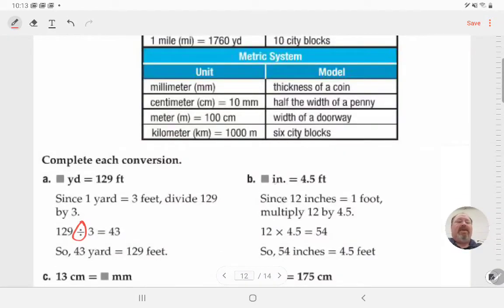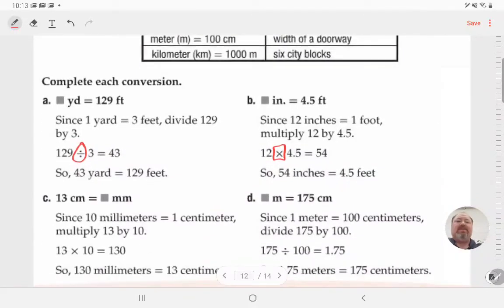If we go to B, inches, we want to know how many inches are in 4.5 feet, and there are 12 inches to 1 foot, then the answer is going to be greater than 4.5. So therefore, we are multiplying. 12 inches times 4.5 gives me 54 inches. So 54 inches equals 4.5 feet.